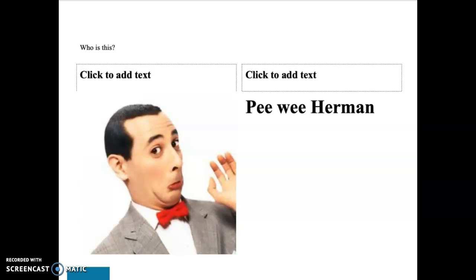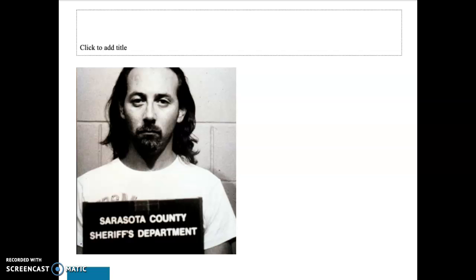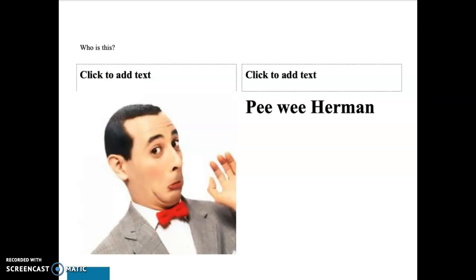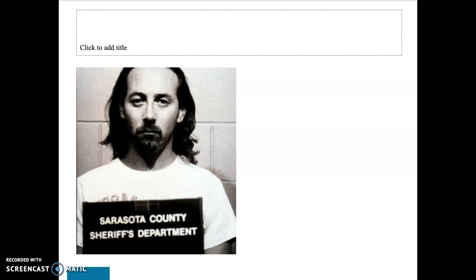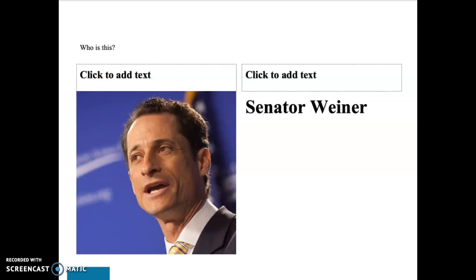Okay, who's this? That's right, Pee Wee Herman. And what did he do? Look at his mugshot. You might remember that Pee Wee Herman exposed himself to people in an X-rated kind of theater situation. The question is why? Why would somebody that's got some money, got some fame, why would he end up needing to expose himself for sexual gratification in a theater somewhere?